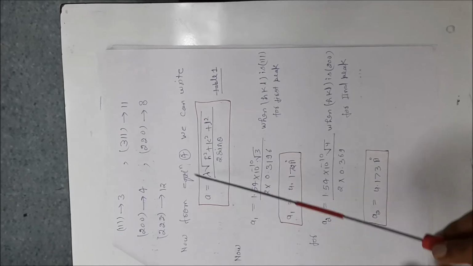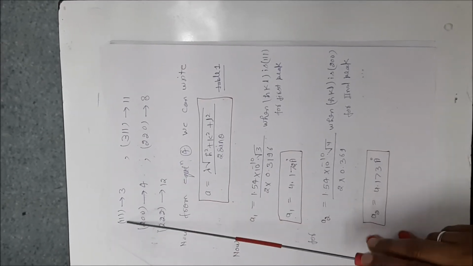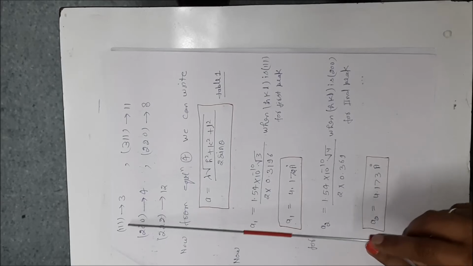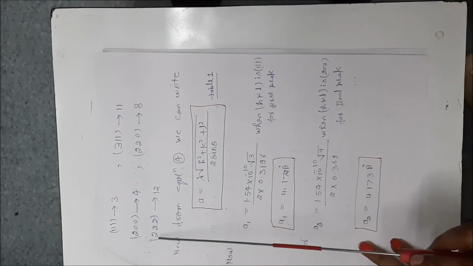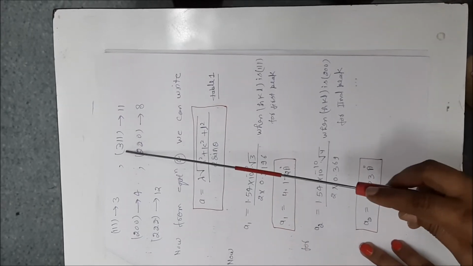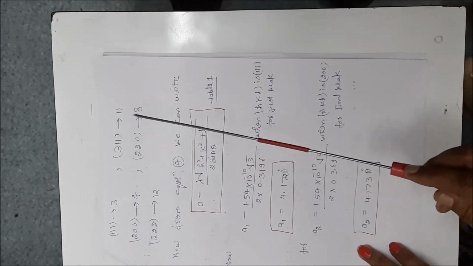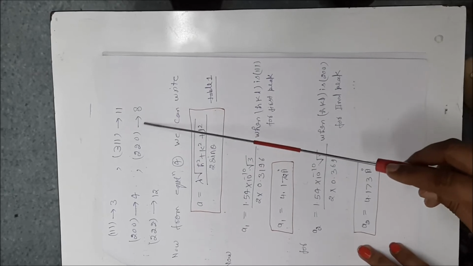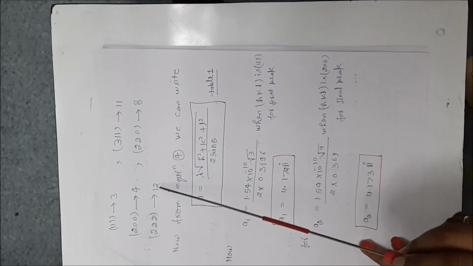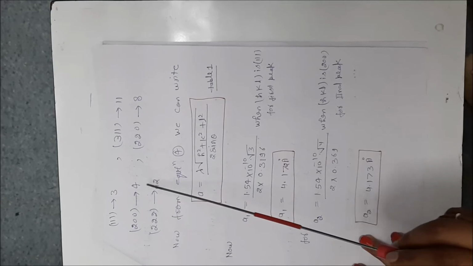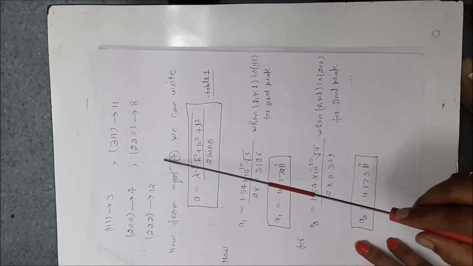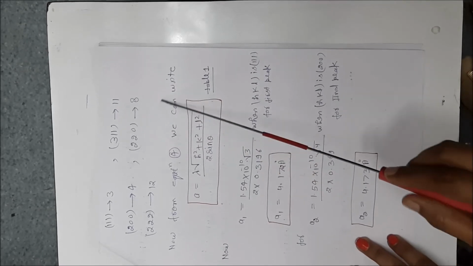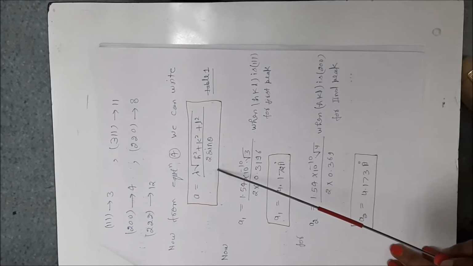Now you can see 3 corresponding to 111, 4 corresponding to 200, 12 corresponding to 222, 11 corresponding to 311, and 8 corresponding to 220. Here the values 3, 4, 12, 11, and 8 represent the value of h square plus k square plus l square.